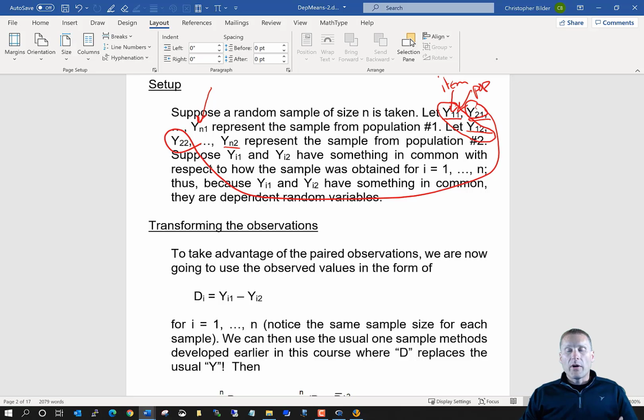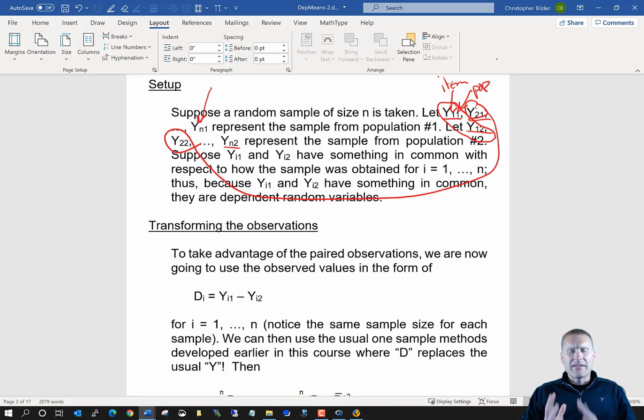So Y11, Y12 could be, let's say, Wheaties prices at Hy-Vee and Walmart. Y21, Y22 could be milk prices for a particular brand at Hy-Vee and Walmart as well, the same brand. So that's how we define our random variables.